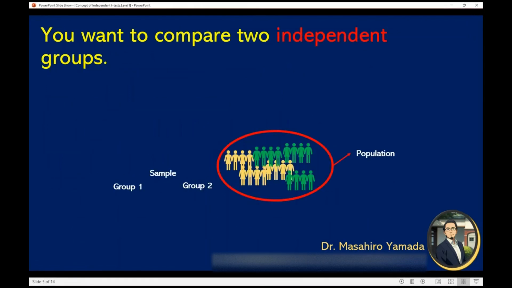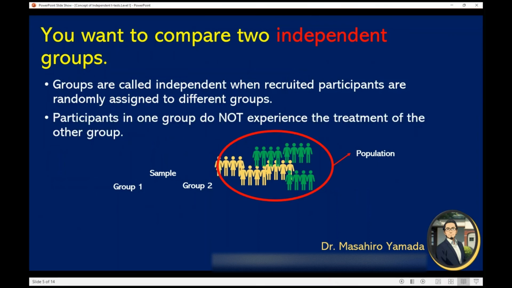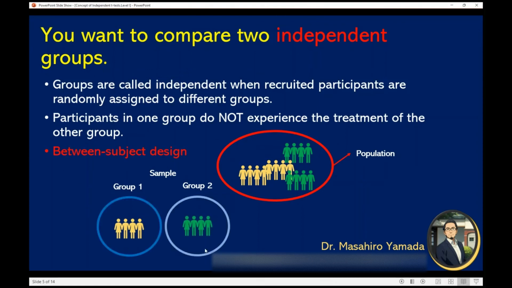What does it mean by independent? Data or groups are called independent when you recruit participants, and those participants are allocated into one of the two groups. Participants in one group will never experience the treatment of the other group. If your research design is like this, it is called a between-subject design.